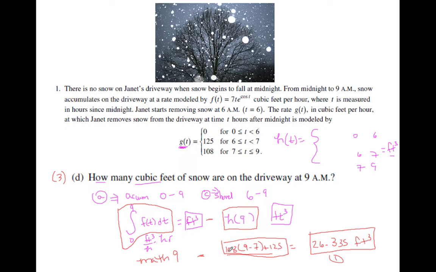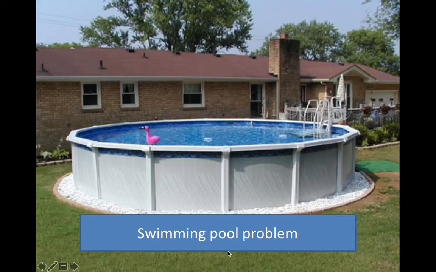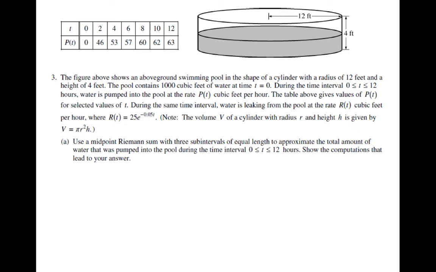On the rubric, this was also worth 3 points. So remember, part A was 2, part B was 1, so that's 3. Part C was 3, so that's 6, so part D is 3 for a total of 9 points. So the points here were 1 point for this integral, 1 point for H of 9, whether you write H of 9 or you actually get the numerical value, it wouldn't matter. You could do any of these and get that point. And then again, a point for the answer.